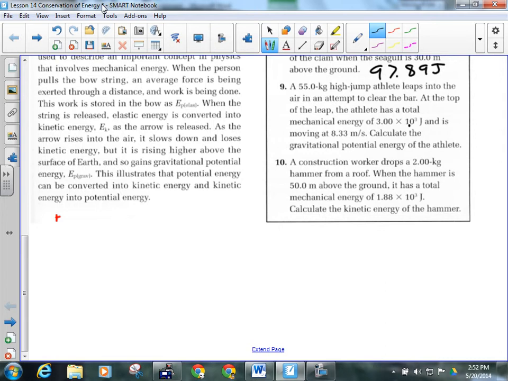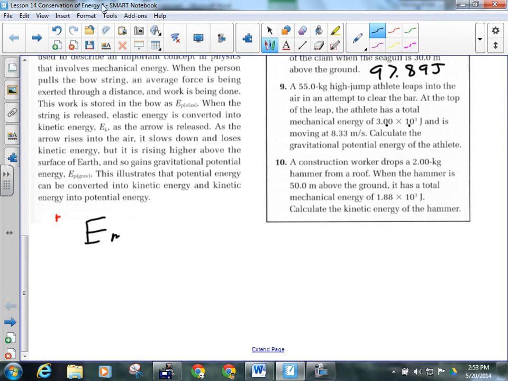So as they go over the bar, they're obviously above the ground. Do they have potential energy? Yes. And they're moving at 8.33 meters per second, so they also have kinetic energy. And they tell me what those two energies add up to. The only thing I don't know is the gravitational potential energy.